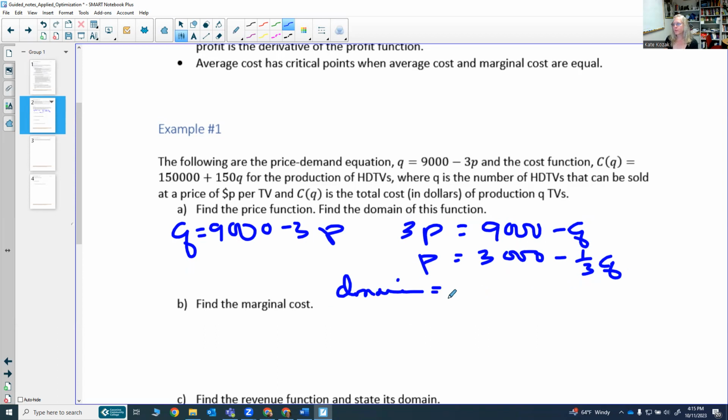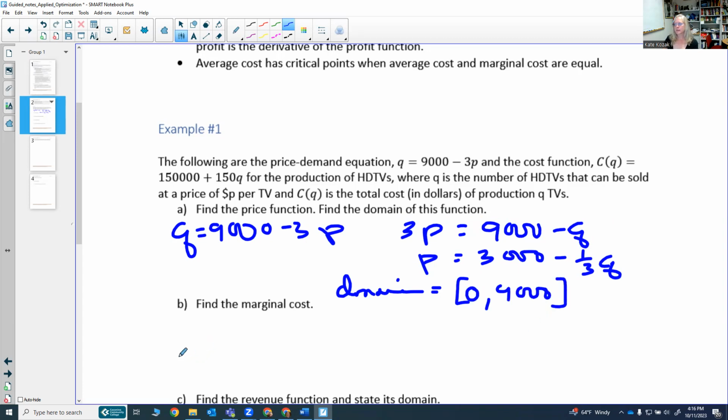The domain: the fewest number of TVs you can make is 0. Since the lowest price you can sell a TV for is 0, the largest demand would be 9,000 TVs. So the domain is from 0 to 9,000.